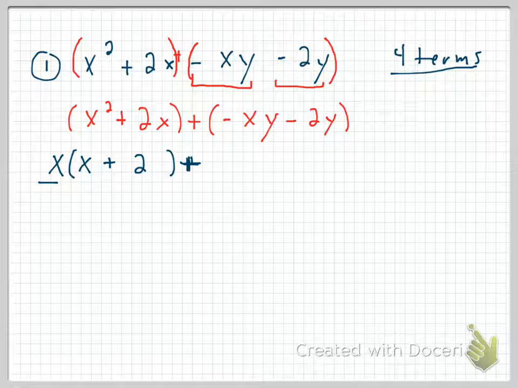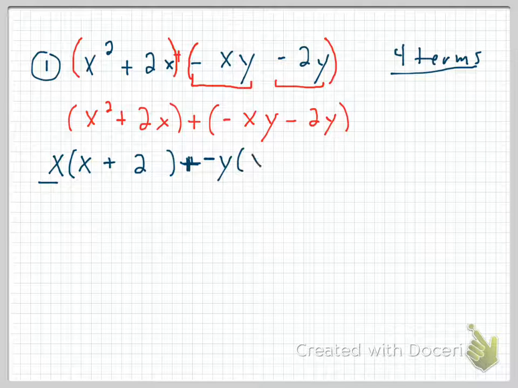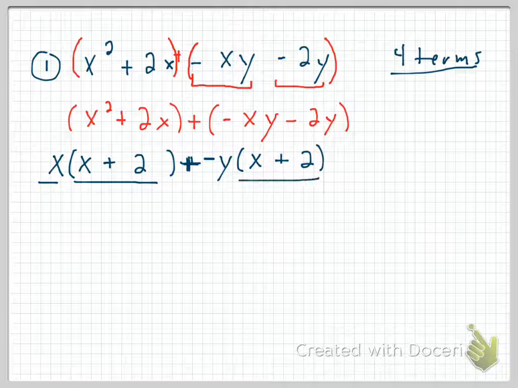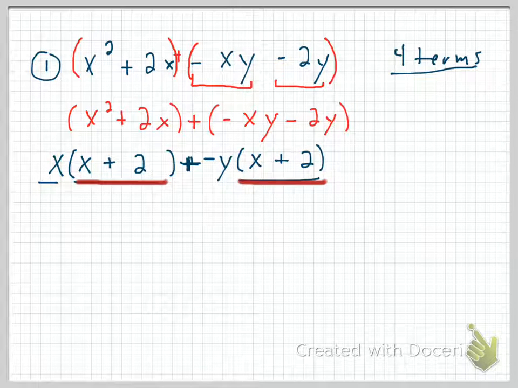The next one, they have a y in common, but we're going to take out a negative y because that's going to give us a positive x and a positive 2. And by doing that, we now have a common factor for these two terms, x plus 2. So we're going to take that x plus 2 and we're going to pull it out front of each term. So I bring x plus 2 out.